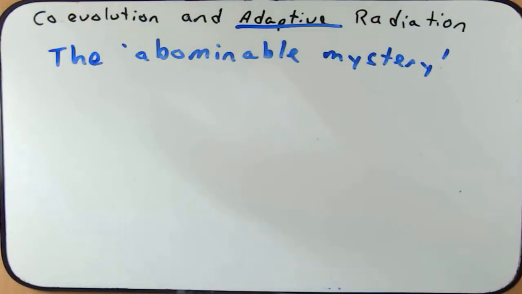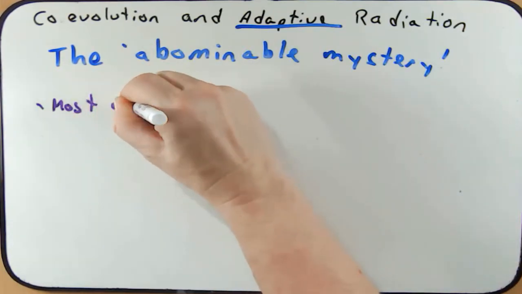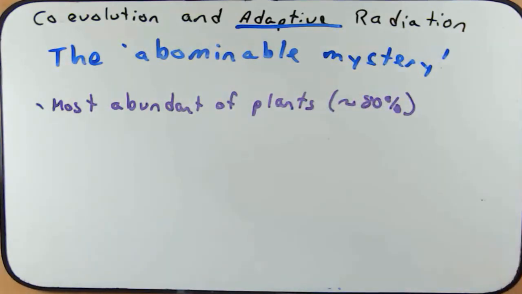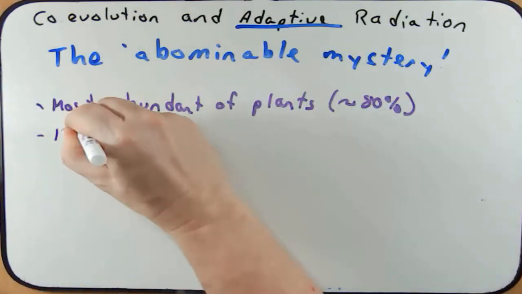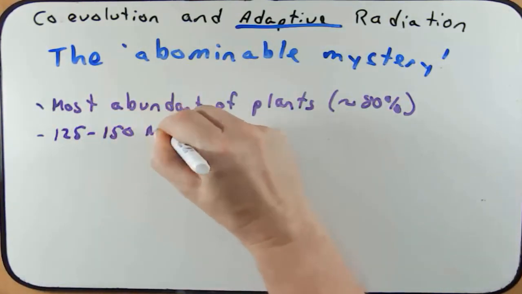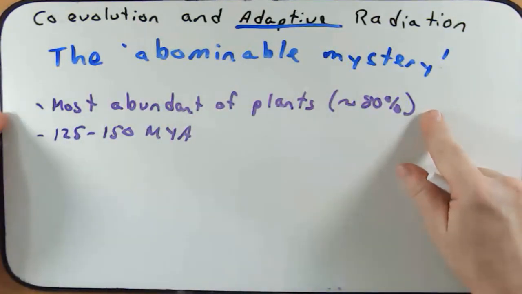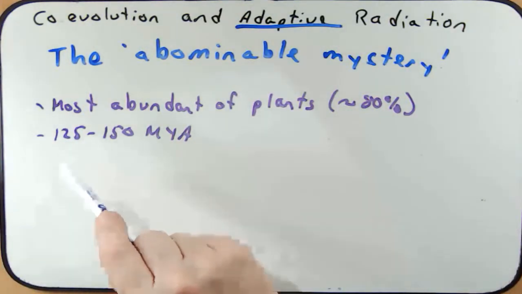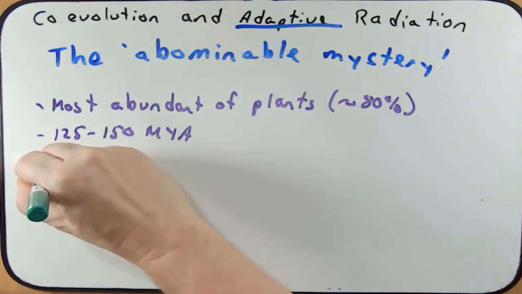Remember, at the beginning of the podcast, I said angiosperms are the most abundant of plants. They're approximately 80% of all plants living today. However, they're a relatively young group of plants. Between 125 and 150 million years ago did they first arise. To account for such wide diversity within the angiosperms, it's hard to imagine that that could have occurred in such a relatively short period of time. We now understand how angiosperms arose so quickly, and that is through the explanation of adaptive radiation.